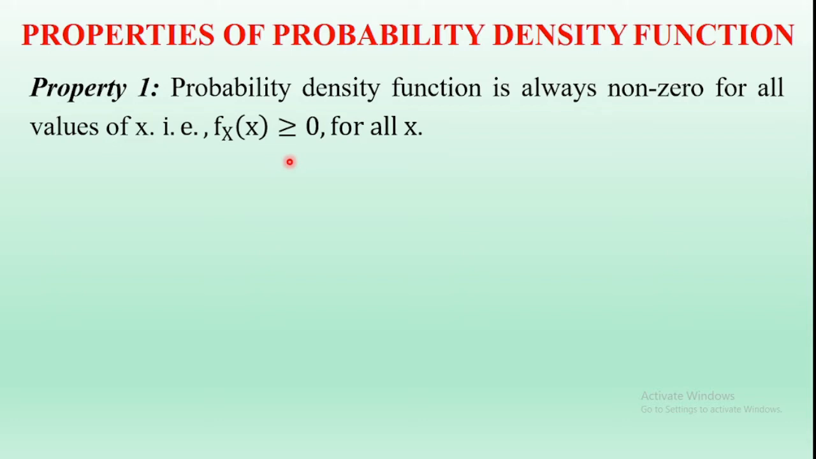So keep in mind the main difference between the probability density function and the probability distribution function symbolically. The probability density function is represented by small fX(x) or simply f(x), and the probability distribution function is represented symbolically by capital FX(x) or simply capital F(x). So that is the main difference between the probability density function and the probability distribution function. So keep in mind this point.